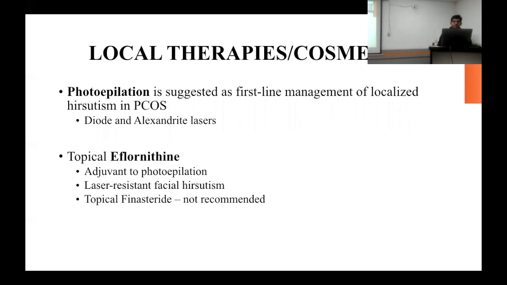Local therapies, of course, if it is very severe, photoepilation is suggested. Waxing, shaving, etc. is mentioned, but if you want a more permanent response, then photoepilation by laser. And topical eflornithine, as we had mentioned, is an ODC, ornithine decarboxylase inhibitor. So basically, it is an adjuvant to photoepilation, and it is used in laser-resistant facial hirsutism. But these are all later, when you have a very severe hirsutism. Before that, we can try other cosmetic therapies. And topical finasteride, a DHT inhibitor, is not recommended.